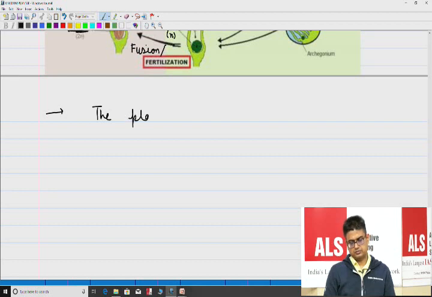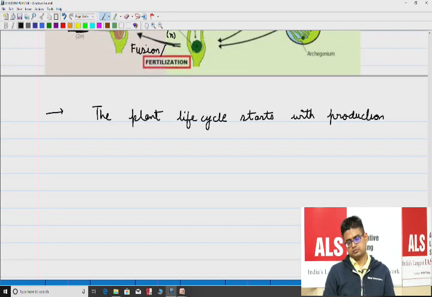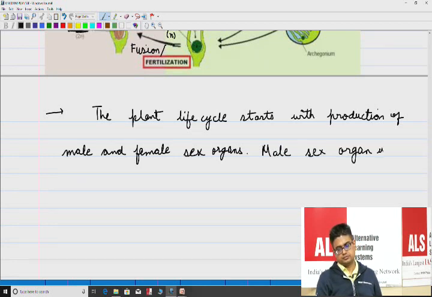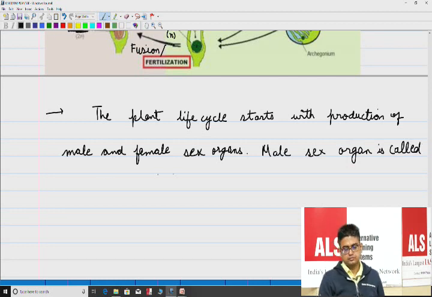The plant life cycle starts with production of male and female sex organs. Male sex organ is called antheridium.